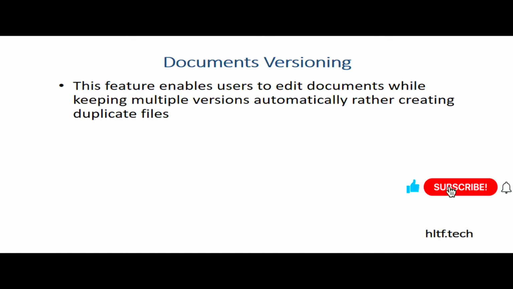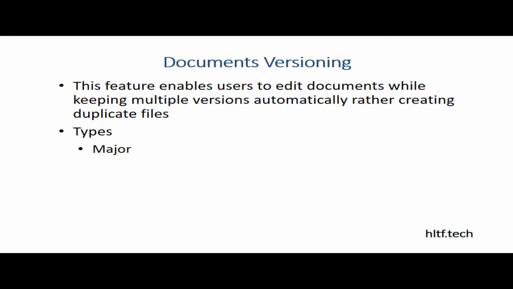In traditional shared folders, if you modify any document, either your previous document will be overwritten, or you have to create multiple copies. But in SharePoint, it's a very useful and even very powerful feature. Rather than creating duplicate files, it maintains versions automatically. You can see those versions in the version history, and you can also restore them.